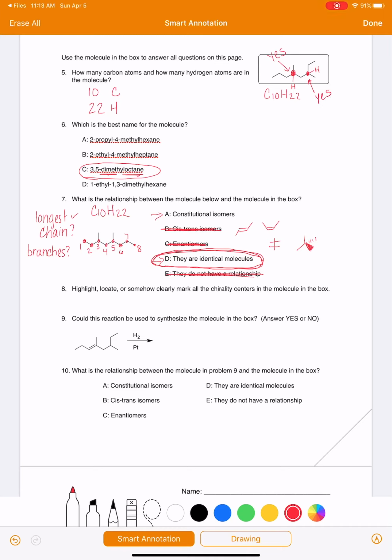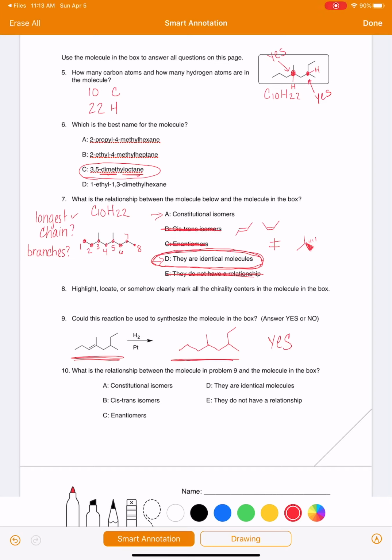Number 9, could this reaction be used to synthesize the molecule in the box? This is hydrogenation. Remember, in a hydrogenation reaction, we are simply switching from a double bond to a single bond. That's the only thing that's happening. So if we do hydrogenation on this molecule right here, here is what we end up with. Does this match the molecule in the box? Yes, it does. So yes, this would work.